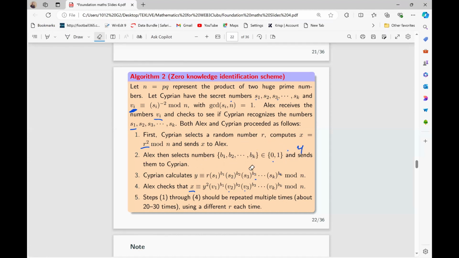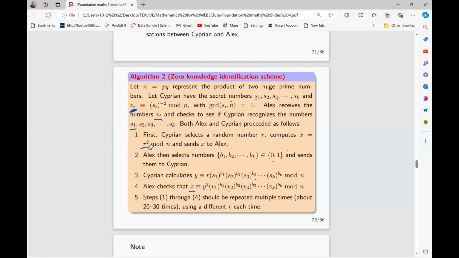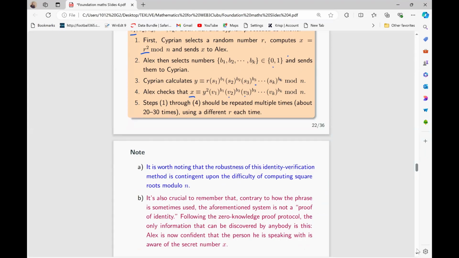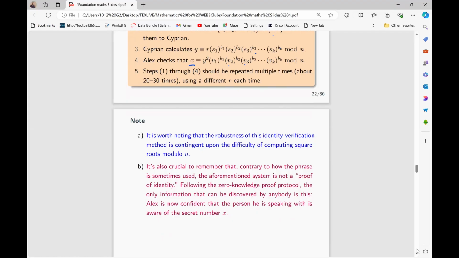And then when he gets that it is true, he chooses other B's, different B1s, B2s, and again sends them to you, so that you repeat the same process from 1 to 4 until he's convinced. Even if he sees that Y squared multiplied by that gives him X, he's still not convinced. He chooses another B1, B2, and so on, and sends them to you, and that process continues. Now, that is the identification scheme.